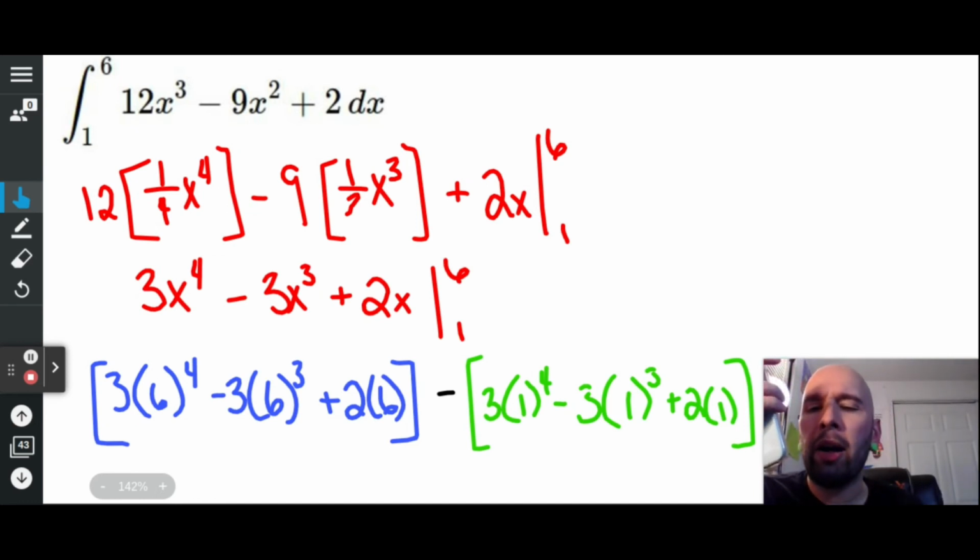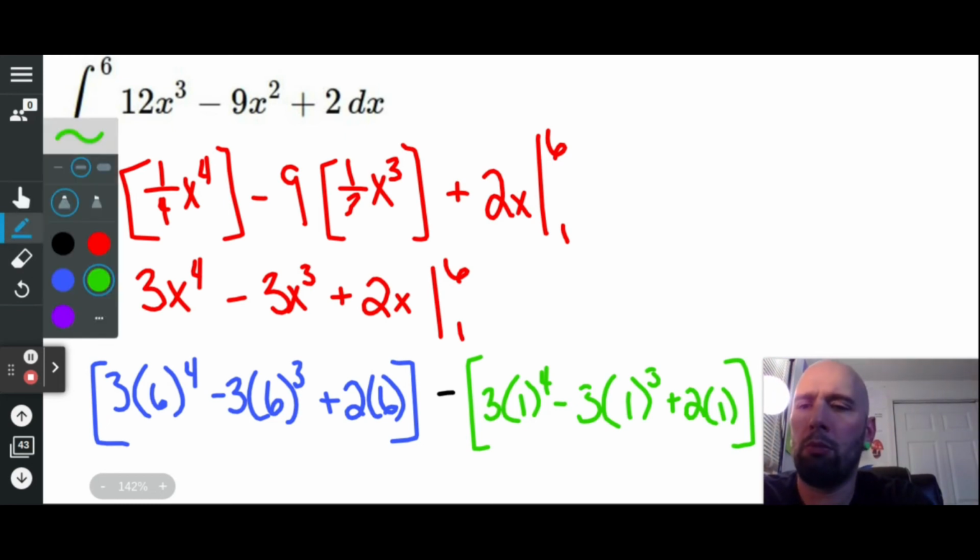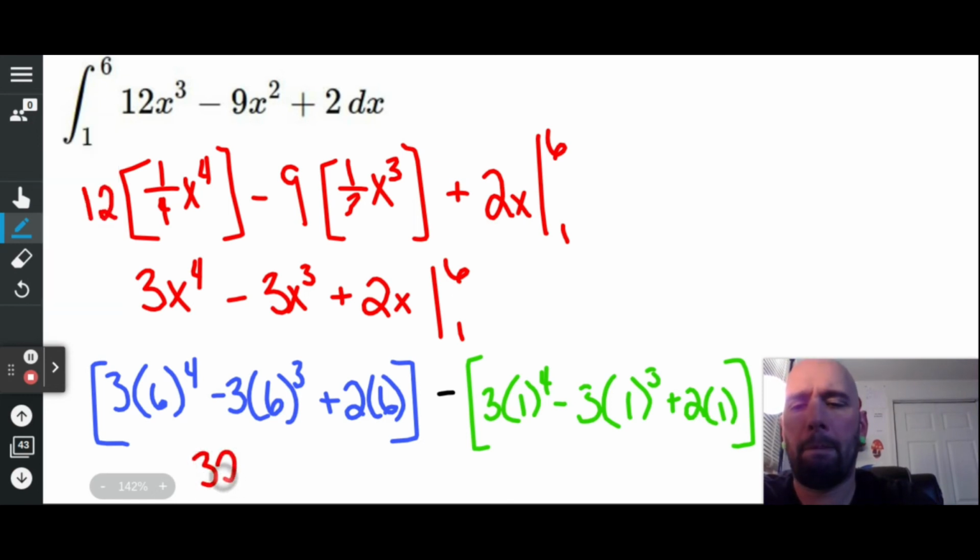Three times 6 to the 4th minus 3 times 6 cubed plus 2 times 6. The answer is negative 617.25. That can't be right. What did I... Oh, I thought I said times 1/4. 3 times 6 to the 4th minus 3 times 6 cubed plus 2 times 6. The answer is 3,252. 3 times 1 minus 3 times 1 plus 2. That would be 2. And I can handle this mental math.